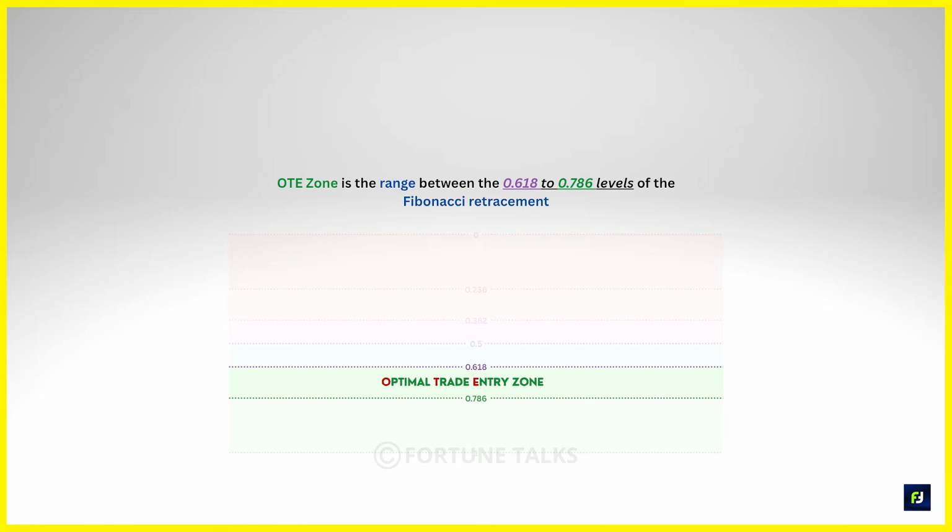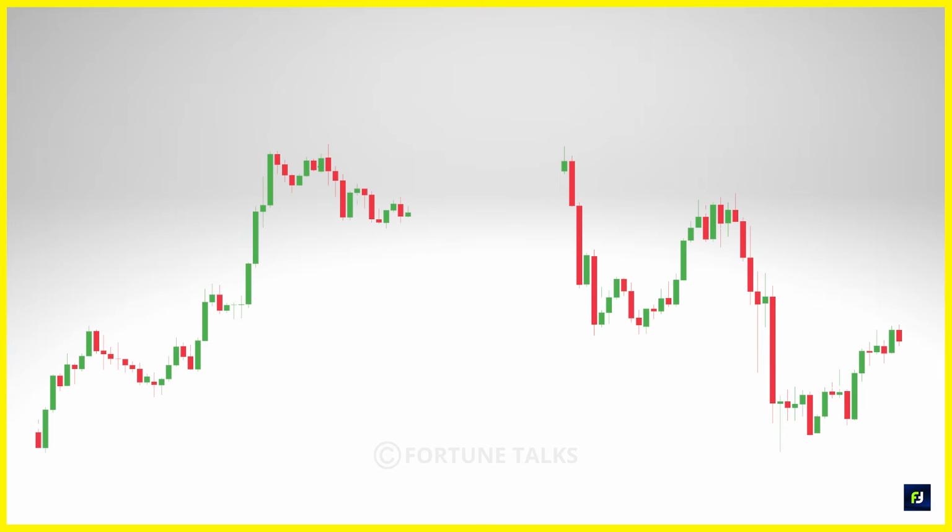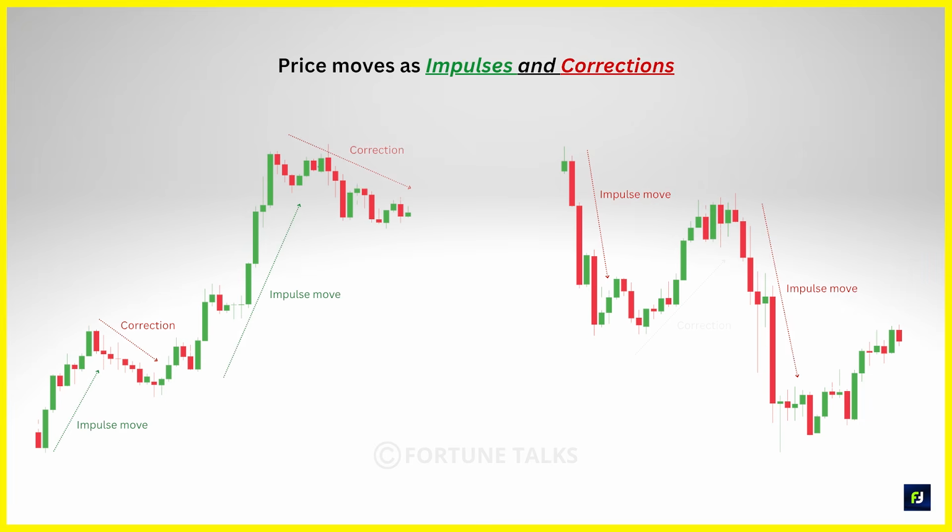This zone is where your risk is neither too little nor too high, and it is likely to give you the best return. Now, the core principle lies in recognizing the temporary price retracements within an established trend. As you may all know, markets rarely move in a straight line. In fact, price moves in the form of impulses and corrections.